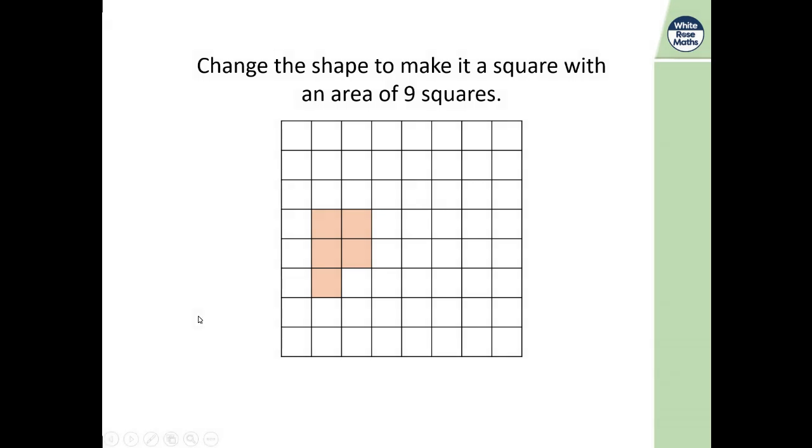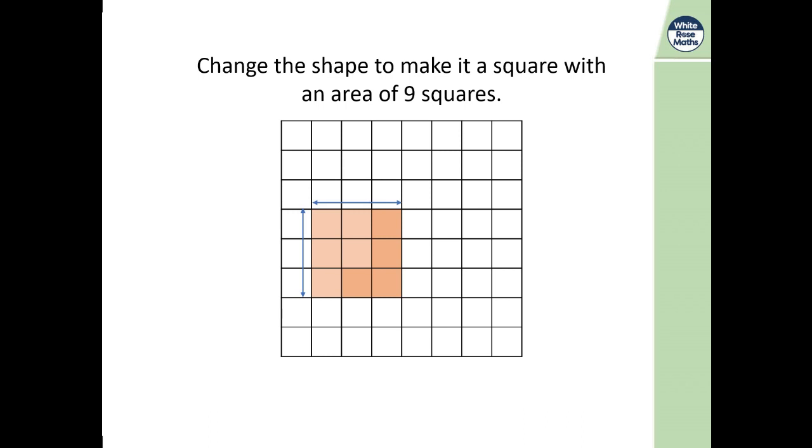How did you get on? The first thing we need to do is make it a rectangle. So we're going to shade this square here. You can see that there's 2 in a row and 3 in a column. We know that a square has 4 equal sides. The area has the same number of rows and columns. So we need to shade that column in there.